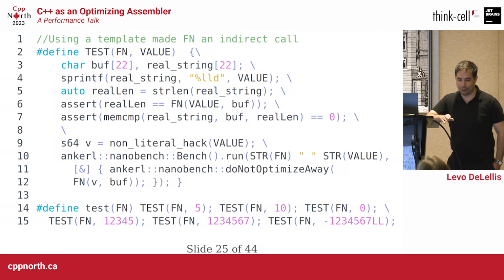So if you look at line 14, those are all my test values. The first half of that large macro at the top is doing a unit test. So I want to know that when I implement the function, if I did it right, because it's easy to get fast results if it's not correct at all. So line 9, as you can see, I'm using the non-literal hack so the optimizer doesn't optimize out the function completely. And lines 10, 11, 12 is NanoBench.